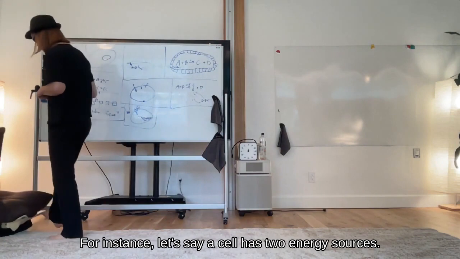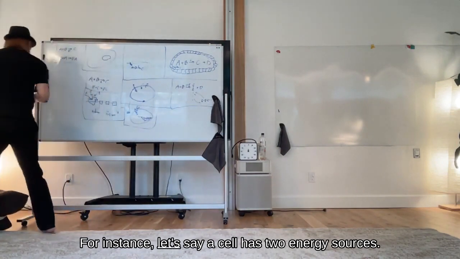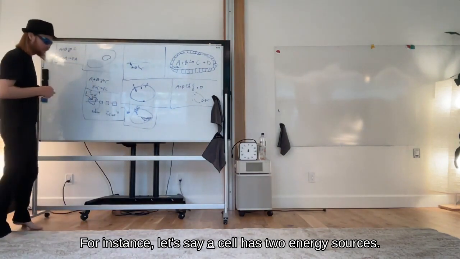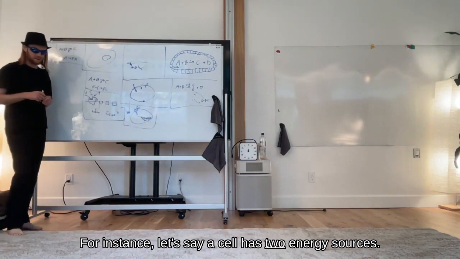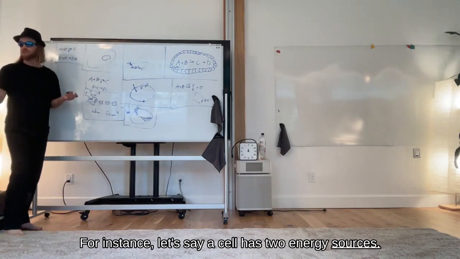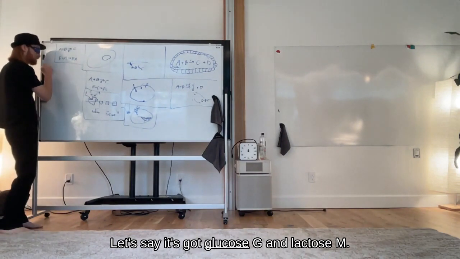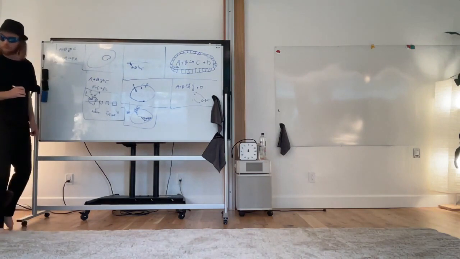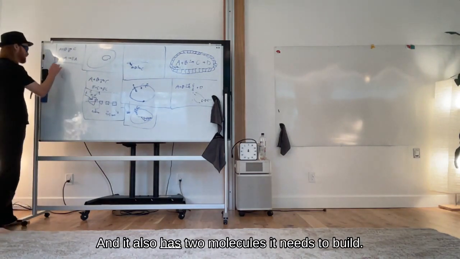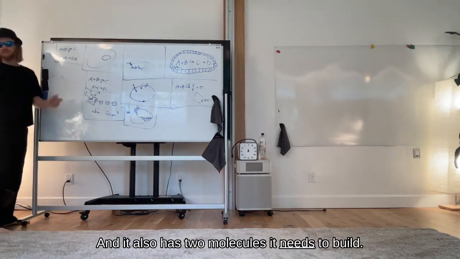So, for instance, let's say a cell has two energy sources, right? Let's say it's got glucose G and lactose M, right? And it also has two molecules it needs to build.